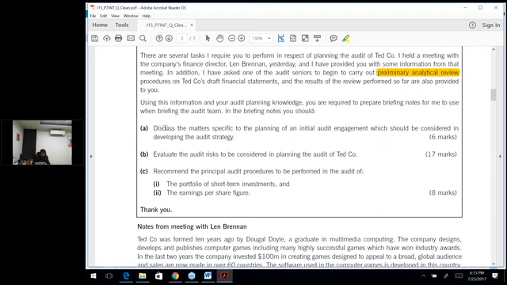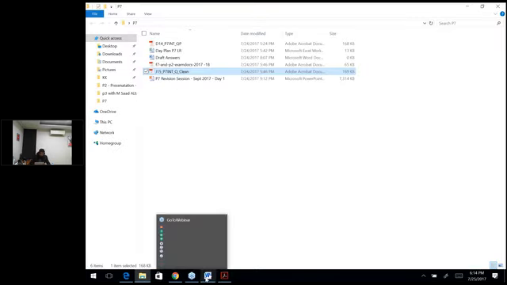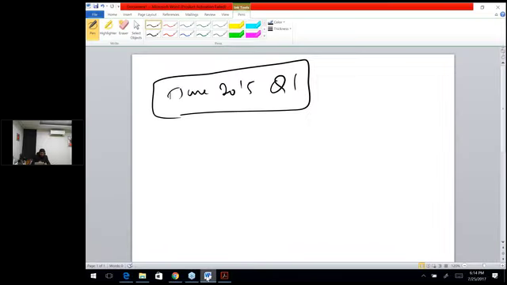In the briefing notes, you should discuss the matters specific to the planning of initial audit engagement, which should be considered in developing audit strategy. Number 2 is evaluation of the audit risks, which are to be considered in planning the audit of TED company. The third one is recommending the principal audit procedures to be performed with respect to the portfolio of short-term investments, and with respect to the other thing. So now let's move forward and discuss.